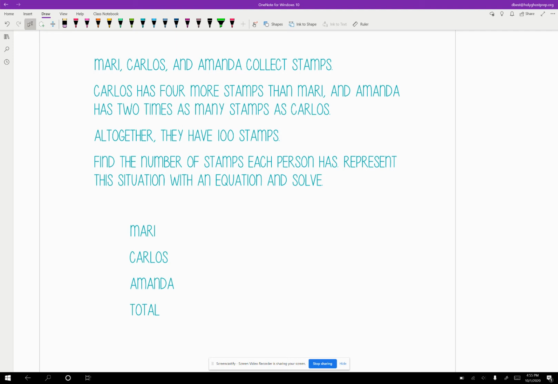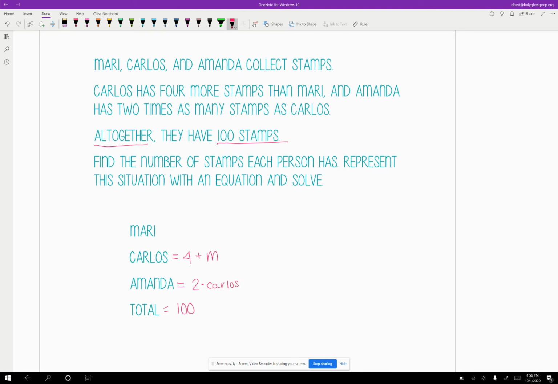So going back to my description, I'm going to make a note of a couple of things. For example, I know all together is 100 stamps. So for my total, I'm going to write 100 stamps. I also know Carlos, I'm going to write just an example for Carlos. He has 4 more than Mari. So 4 more would be 4 plus, and I'm just going to put an M for whatever Mari has. I'm also told that Amanda has 2 times as many as Carlos.